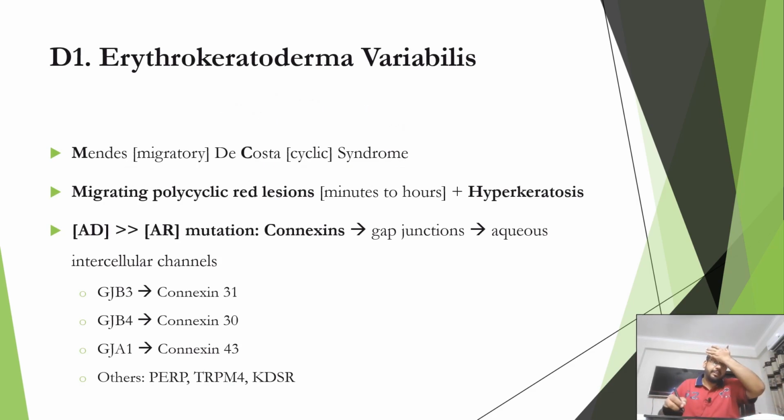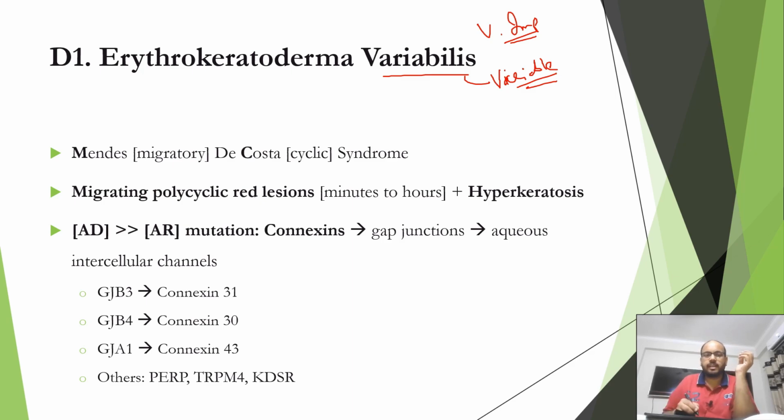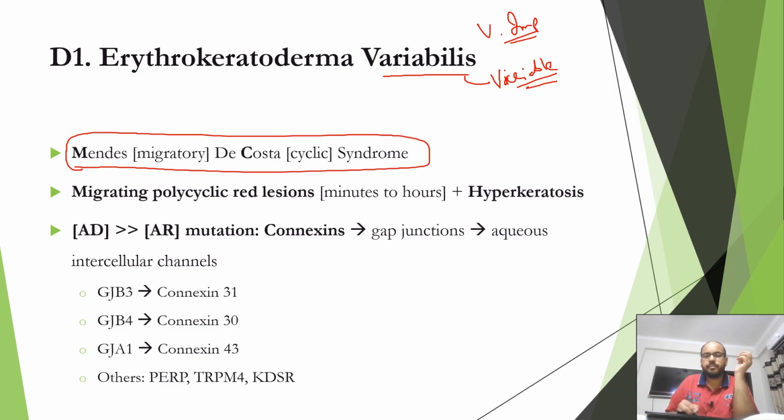Now, the first disorder, and this disorder is very important from an exam point of view. It is asked very frequently. Erythrokeratoderma variabilis, also known as variable erythrokeratoderma. The other name of Erythrokeratoderma variabilis is Mendes da Costa syndrome. Remember this name, important. The other name for EKV or Erythrokeratoderma variabilis is Mendes da Costa syndrome.